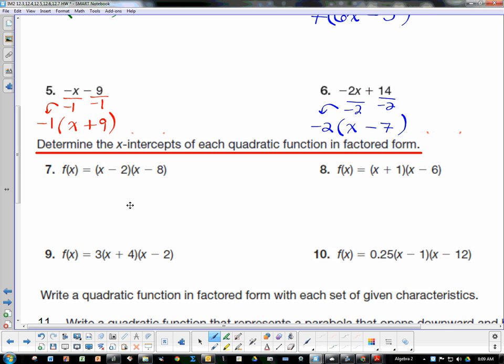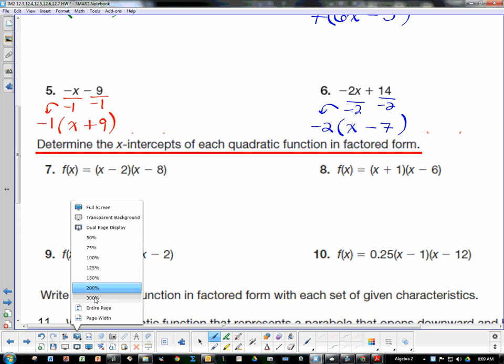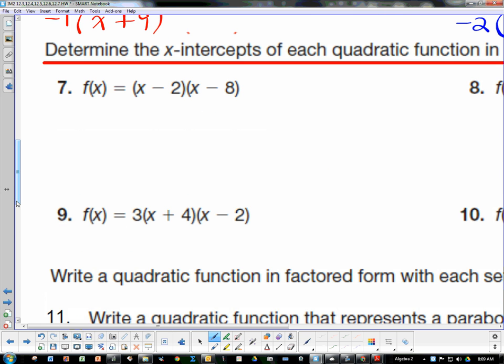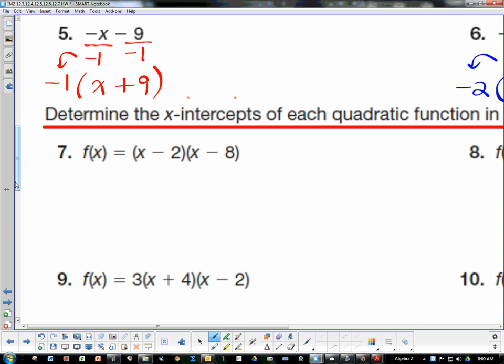Watch carefully. Now I'm going to do something that they're not even asking. This is just for your understanding. Help me out with this whole FOIL thing, with the distributive property. I need to zoom in for this. All right. Watch this. Please tell me what x times x is.